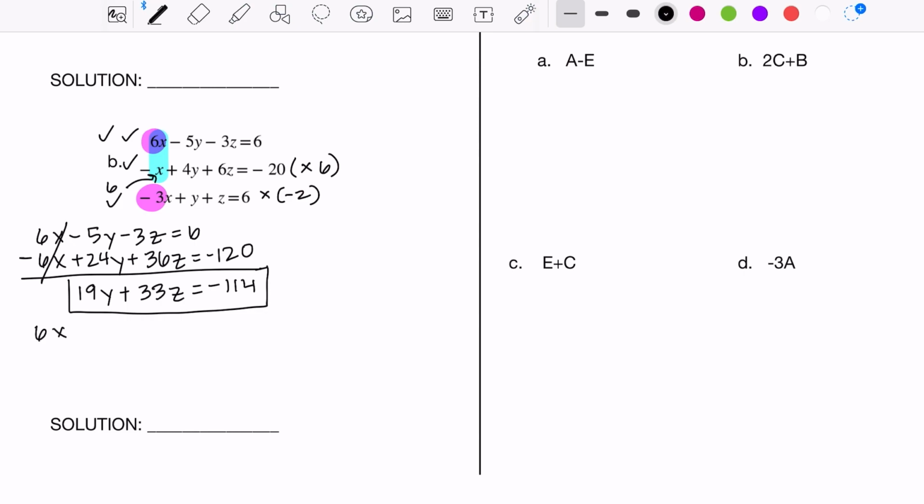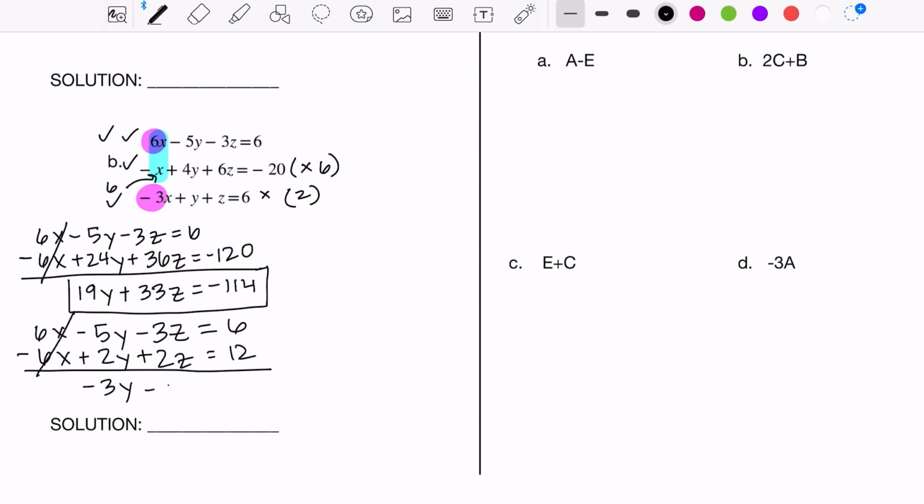So again, just copying that first one because I don't need to multiply it by anything. I actually only need to multiply that by positive 2, not negative 2, because it's already negative. And then I'm going to get negative 3y minus z equals 18. And then from there, I'm going to take a look at both of these. Now I have it down to a system of 2 equations instead of 3.